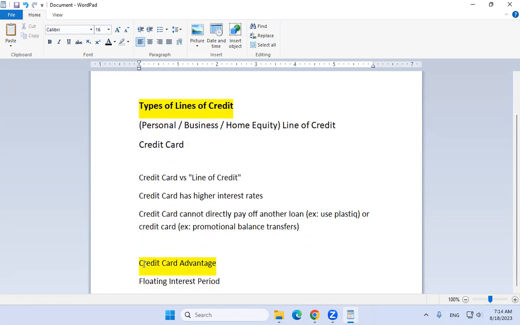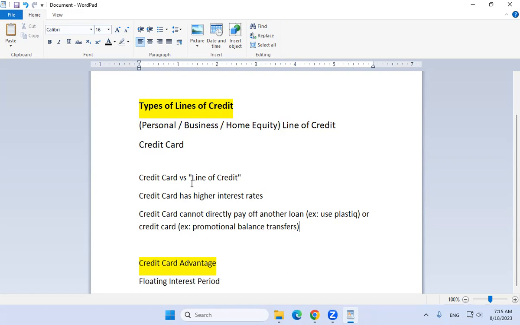Now, here's the main advantage of why you would use a credit card. Usually, if you pay off the balance in full, or pay it off in a certain amount of time, they won't charge you interest. So you have what you call a floating interest period. Really helpful for those who are responsible, and then you can also get points and stuff.